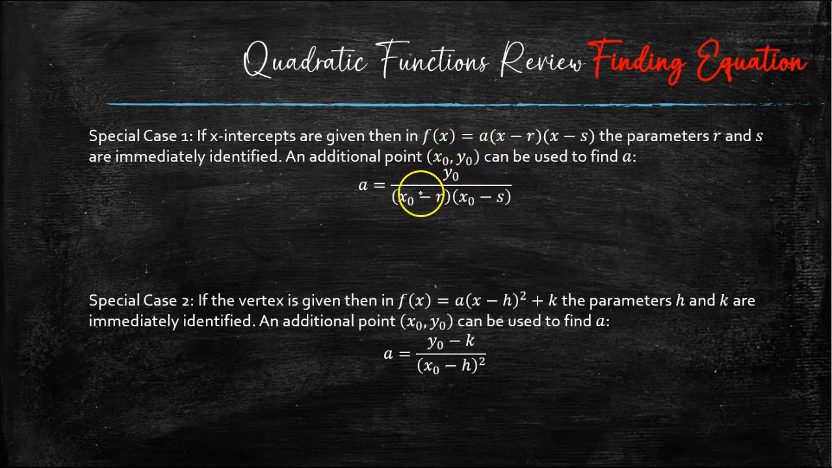Then that additional point can be used to find this leading coefficient a. On the other hand, if the vertex is given, you can pretty much immediately find the equation in vertex form. However, an additional point can be used, or some other additional piece of information can be used to find the leading coefficient a. If an additional point is given, then this is how you find a. So I don't suggest you memorize these formulas, just want you to understand the relation between the number of unknown parameters and how many pieces of information are required to find the equation of the function.